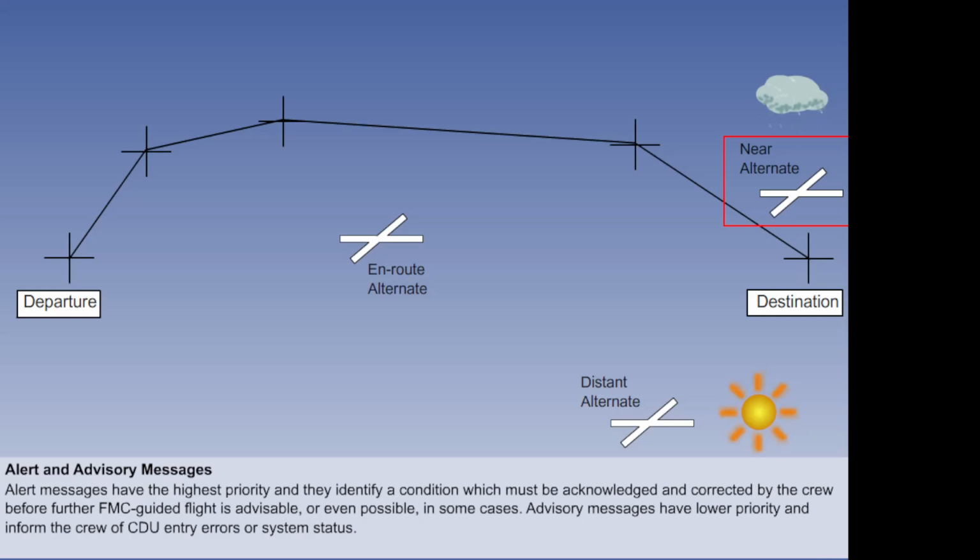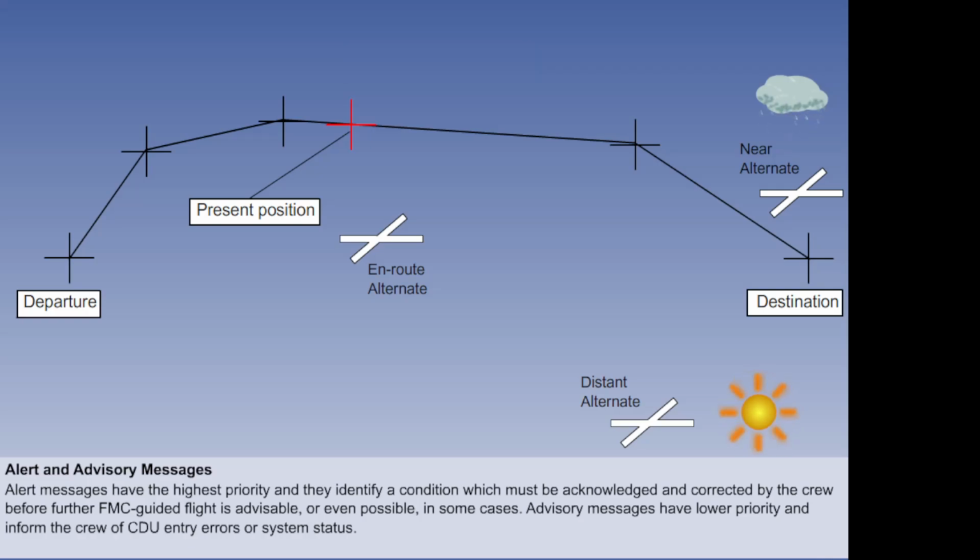An alternate near the destination where the weather is bad. And an alternate further away where the weather is within limits when we take off. This is the one we have to nominate. You are here when you get the insufficient fuel message.